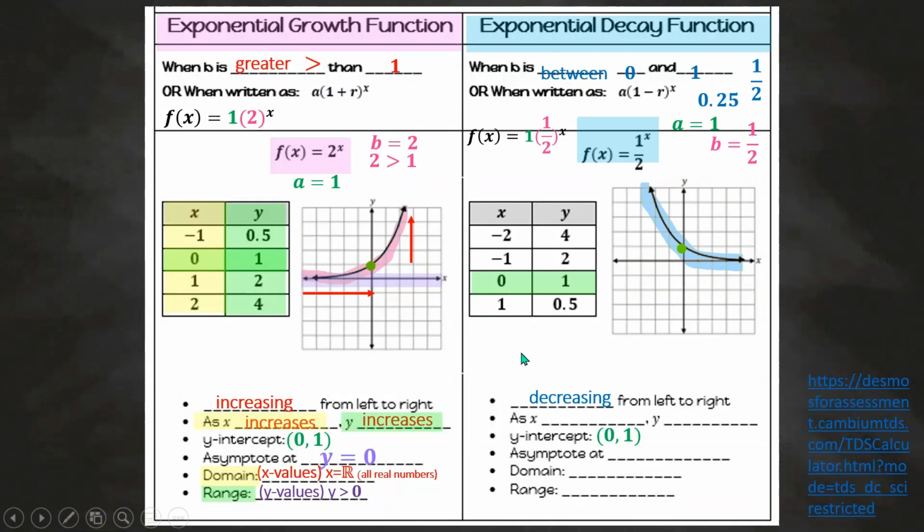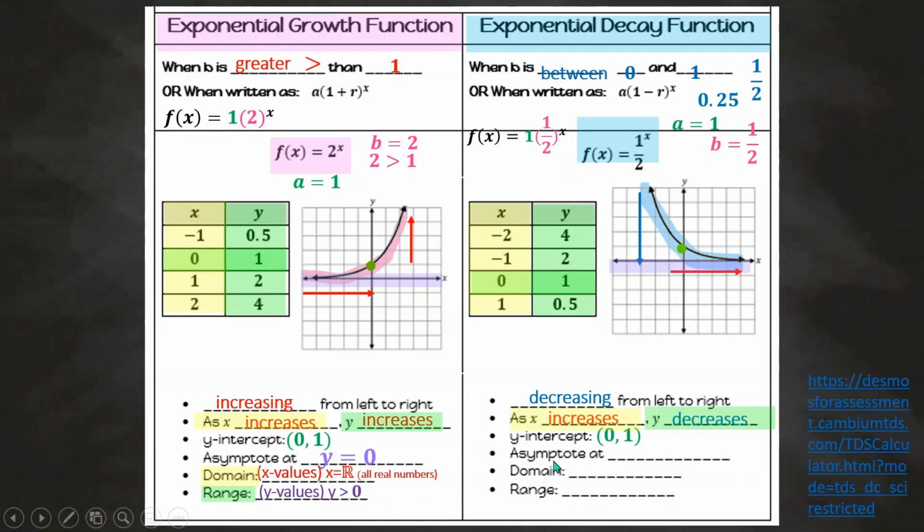So what that means is here my x values are increasing. You'll see it here in the table, -2 to -1 to 0 to 1. Those x values are increasing. But what is happening to my y values? I went from 4 to 2 to 1 to 0.5. My y values are decreasing. So this is an exponential decay function.